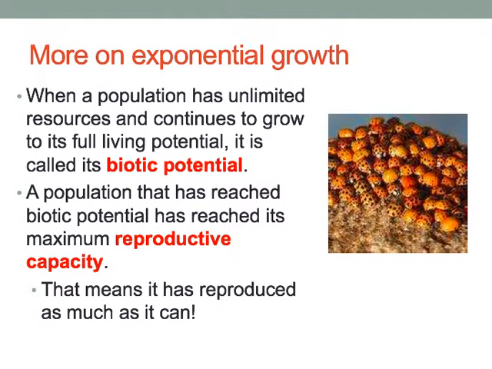So when a population has unlimited resources and continues to grow, it is called its biotic potential. Its biotic potential is basically how much it can breed and produce offspring without limiting factors. A population that has reached biotic potential has reached its maximum reproductive capacity. That means it can reproduce as much as it can, until it hits a decline.